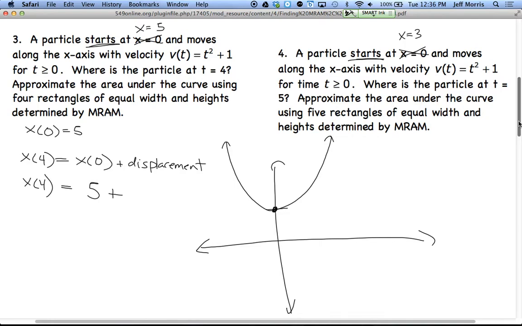So I want to calculate this from 0 to 4 again. I need the displacement from 0 to 4 because I want to know where it's at 4, and I know where it's at 0. So you go from where you know to where you want to go to figure out what you want to know.